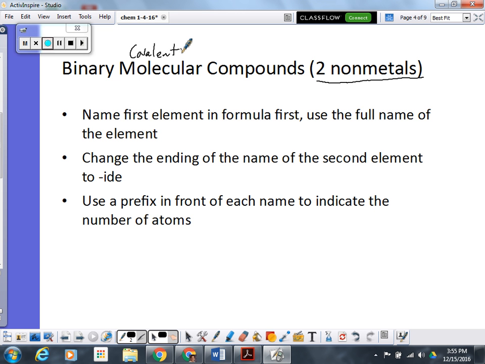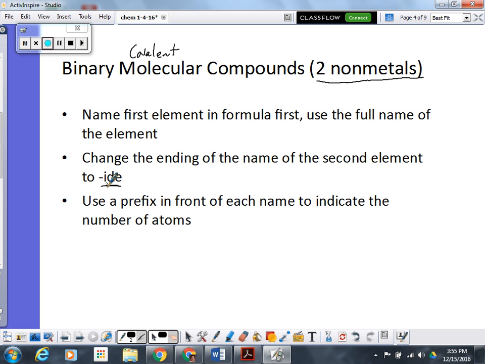So going from the formula to the name is very simple. You look at the formula, you name the first element first using the name of the element. You name the second element second, and you change the ending to IDE, just like you do with ionic. And then you use a prefix in front of the name of each element to indicate how many of them there are. What is the subscript?